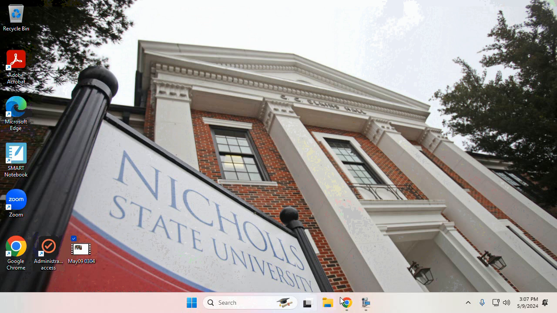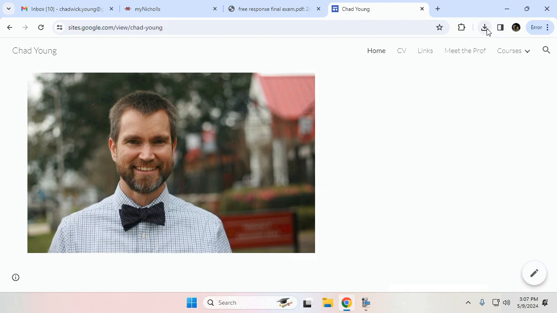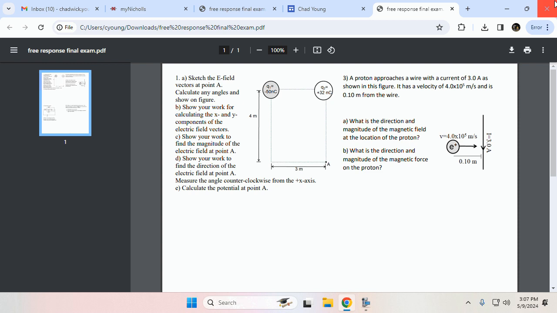I downloaded it somewhere. On a different computer in here, it's kind of strange.